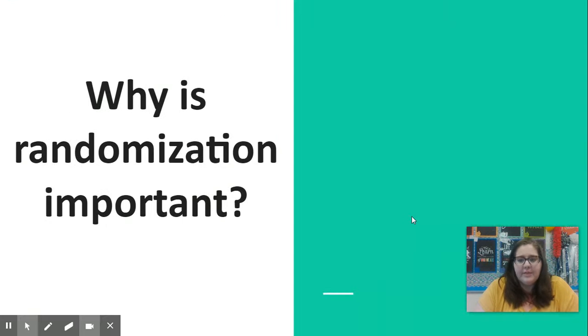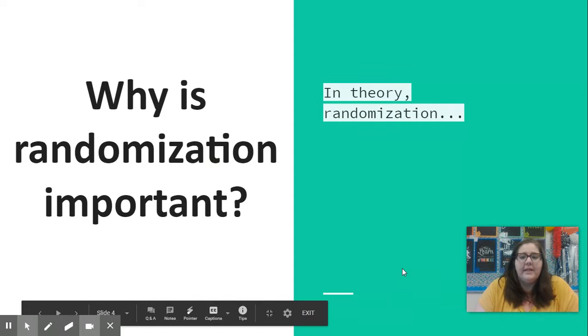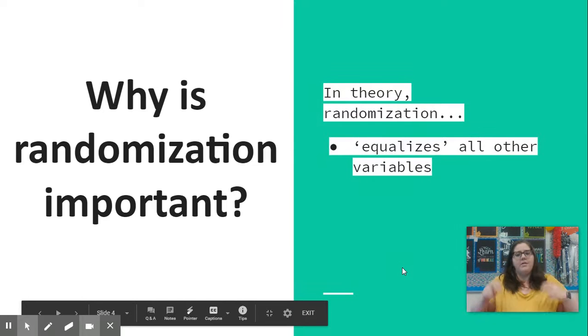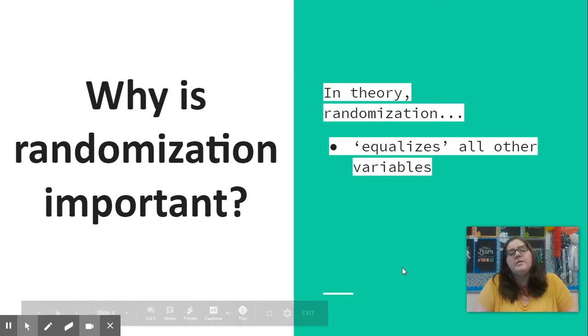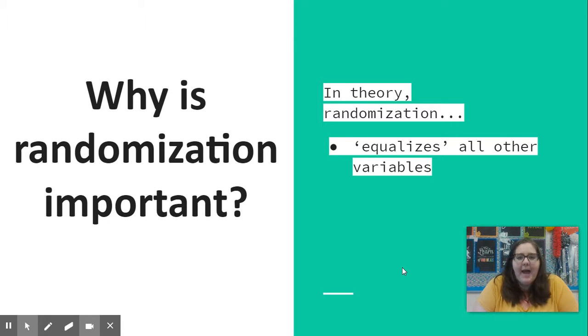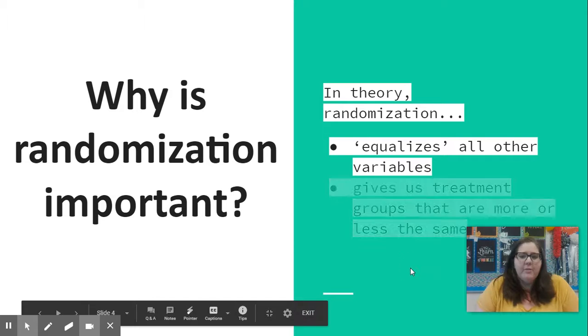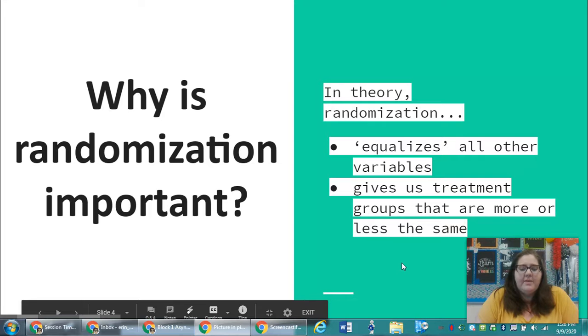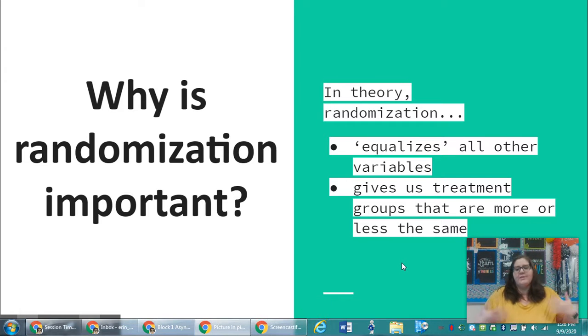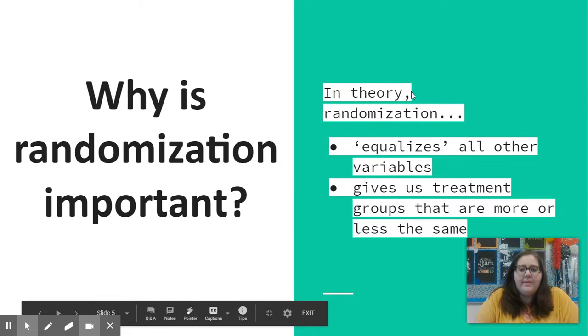Okay, so why is randomization important? Randomization, in theory, equalizes all other variables. So if there are other variables, like lurking variables, that could impact the response variable, by randomly assigning our subjects to their treatments, we're spreading out all aspects of those other variables that could be affecting things, so that in theory they don't matter as much anymore. It basically gives us treatment groups that are more or less the same in terms of any other factor or variable that we think might make a difference. So that is why randomization is important.